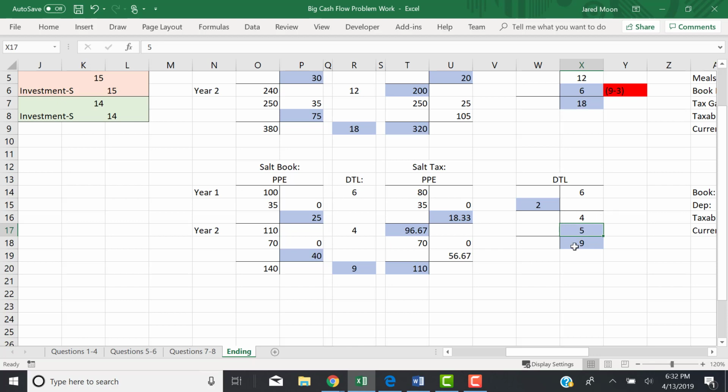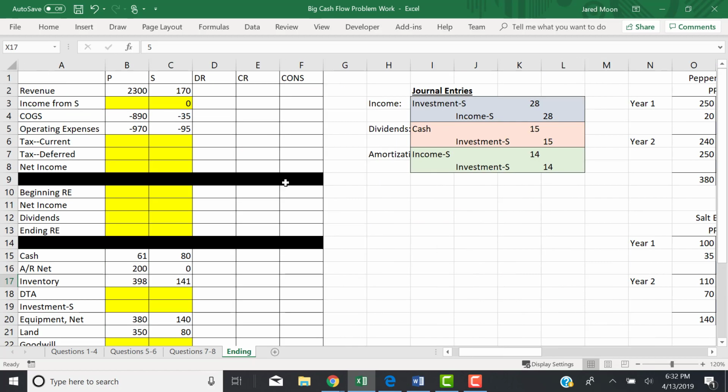So we know that our DTL changed by 5. So we can come over here to our DTL amount and we can say deferred tax amount -5 because we're increasing our DTL and therefore having a deferred tax expense. Remember, if you credit the DTL, you debit the deferred tax expense.